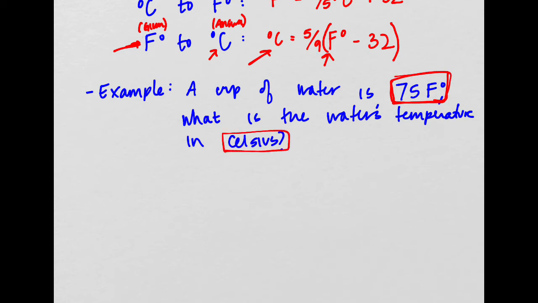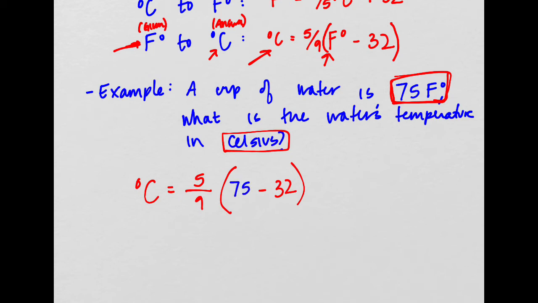Our answer will be in Celsius. So we'll use this equation. Degrees Celsius equals 5/9, but we're going to put parentheses, degrees Fahrenheit minus 32. Because these are in parentheses, we need to do the parentheses first. So let's plug in our degrees Fahrenheit here, which is 75.